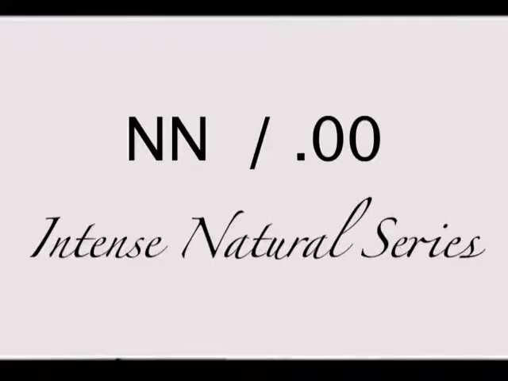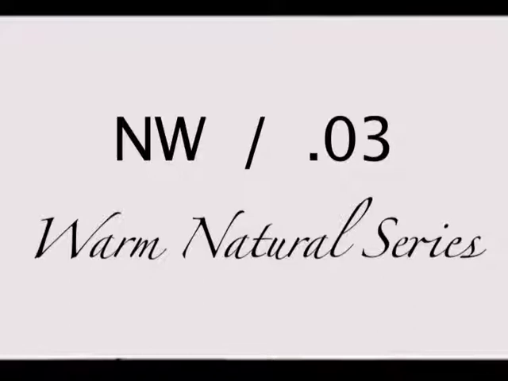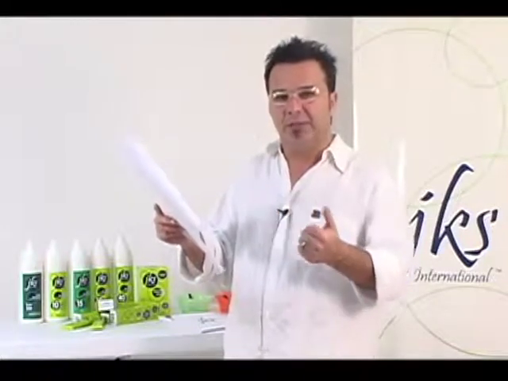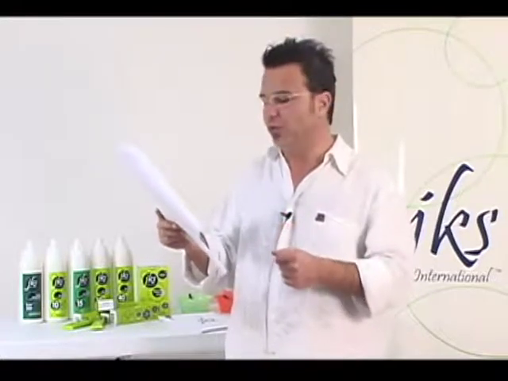NN, 0.00, intense natural. NW, 0.03, warm natural series. NB, natural beige series, 0.31 or 0.13. Why is there a difference here? In level 8 and below, we use gold and ash, but after 8 and 9, we use ash and then gold, just because of the lightness and darkness of the depth.